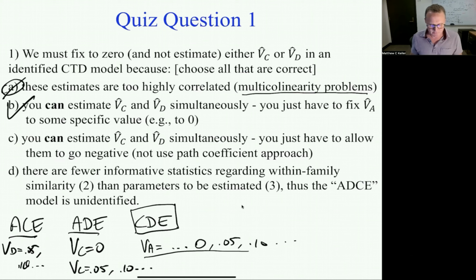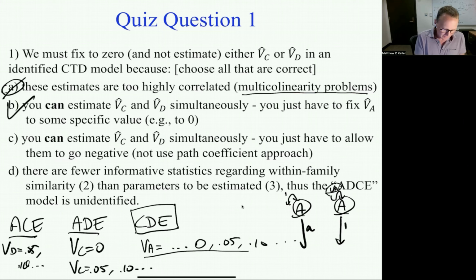You can estimate VC hat and VD hat simultaneously, you just have to allow them to go negative. In other words, not use the path coefficient approach, where we have a path coefficient that we're trying to estimate but we fix the variances to 1. But we should have instead used a symmetric direct approach, where the path is fixed to 1 and the variance is what we're estimating. That's called a direct symmetric approach. That is not correct.